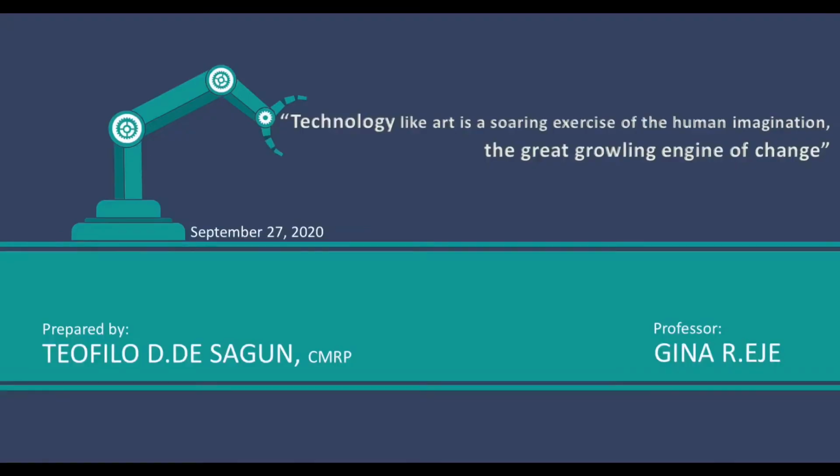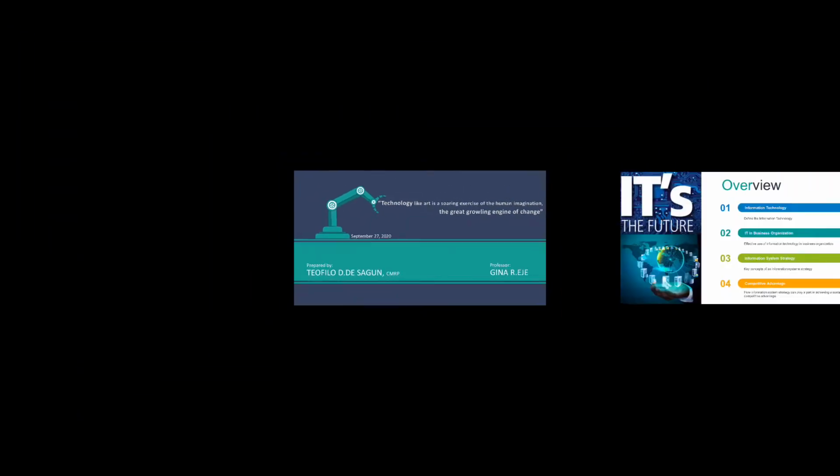So let's take a look at the first slide. Welcome again to our lesson, which is information technology and competitive advantage. So good morning everyone. Let me give you a quote. Technology, like art, is a soaring exercise of the human imagination, the great growling engine of change.